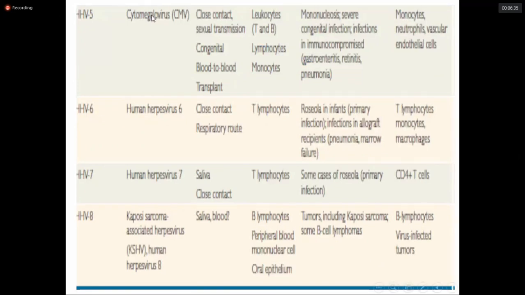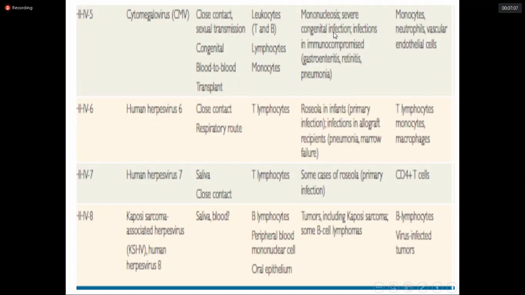We come to type 5, cytomegalovirus, also close contact, sexual contact. That is why we are studying it with the UGS. Congenital, also it can be transmitted during pregnancy. Blood to blood during transplantation is very important. The cells that are infected, the T and B cells, leukocytes, lymphocytes, monocytes, it can produce mononucleosis-like infection, severe congenital infection.